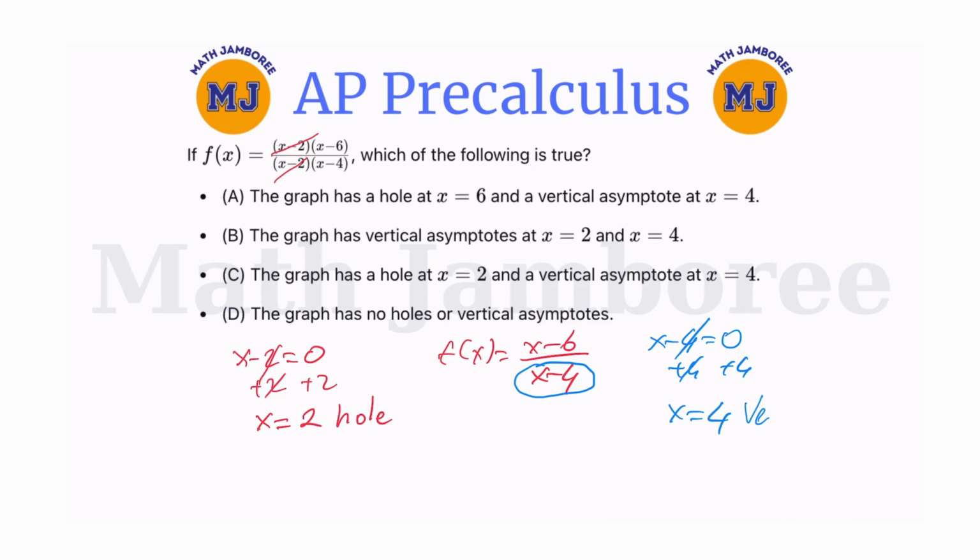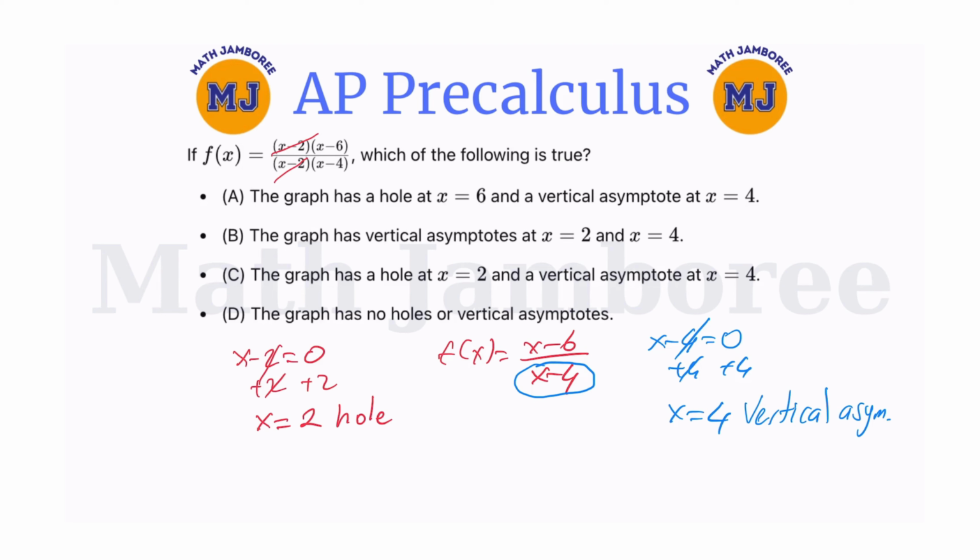Let me rewrite this. Vertical asymptote at x equals 4.